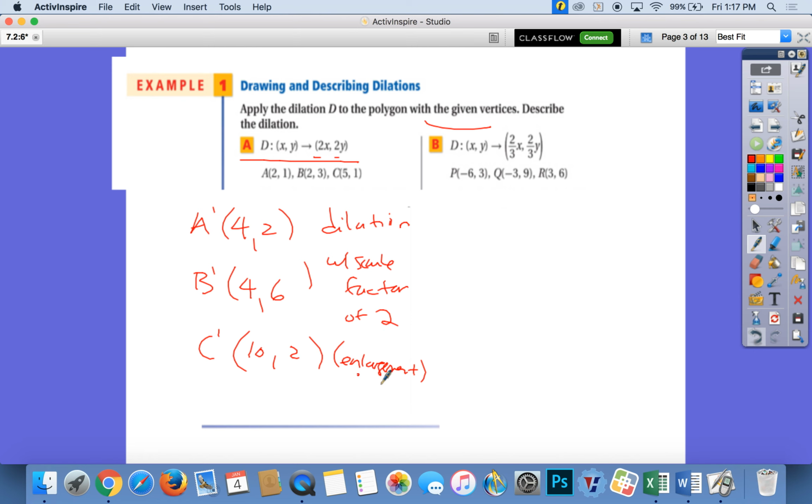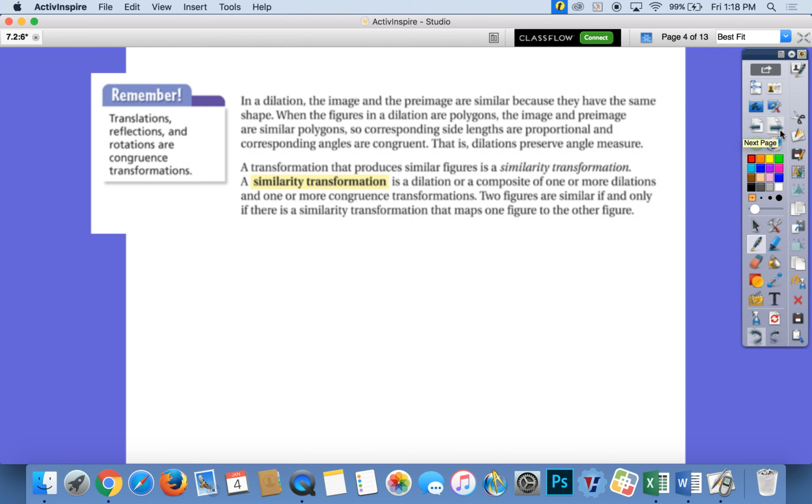You could have told me this without even doing anything by looking at your original problem. So if you guys check this out, because of the fact that this is less than 1, this is going to be a reduction. And it's a dilation, of course, because you're dealing with the scale factor of 2/3. And then you would just take 2/3 and multiply it to each coordinate here. So this is something for y'all to keep in mind.